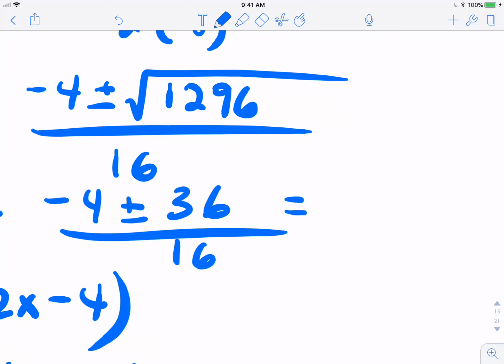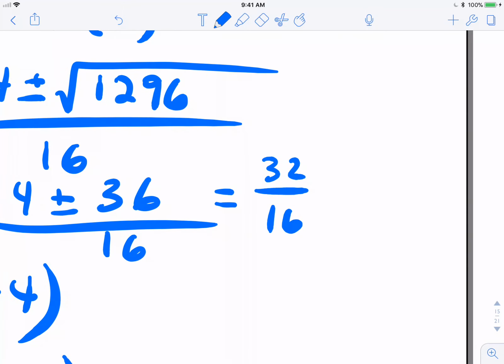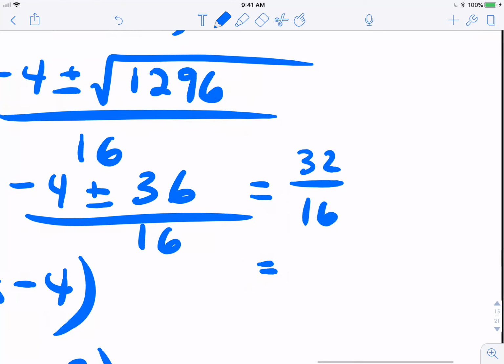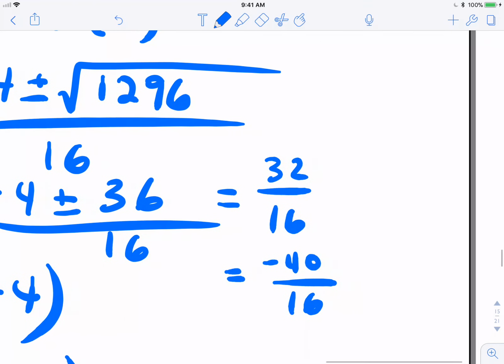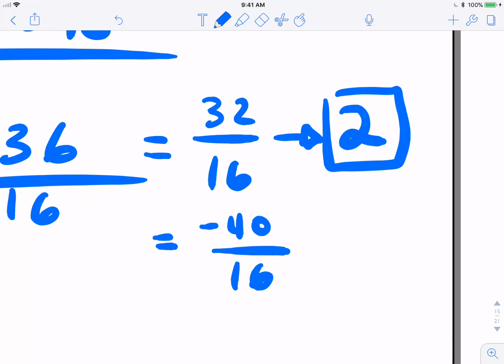There's no radical. So you're going to do -4 plus 36, or -4, excuse me, minus 36, which is going to be -40. So you're doing kind of both the positive and negative separately. Obviously, this is how we get our answer of 2. And with this one, if we divide out a common factor of 8, that's how we get our 5/2, or 2.5.